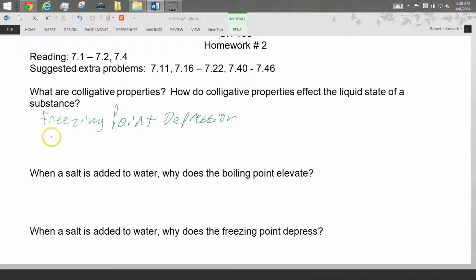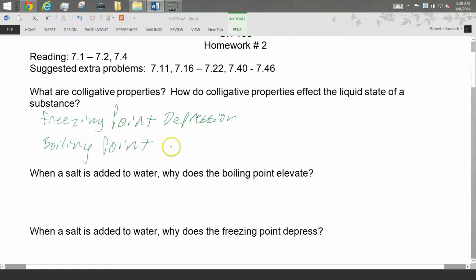And then what happens to the boiling point? It goes up. No matter what happens, if you put a solute into a pure liquid, its boiling point goes up. It doesn't necessarily need to be a salt, it's just that salts are most effective. The same thing will happen to sugar water. Sugar water will boil at a higher temperature and freeze at a lower temperature than regular old water.